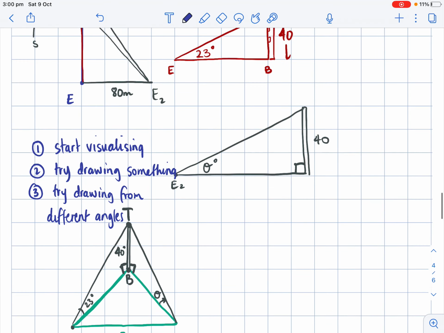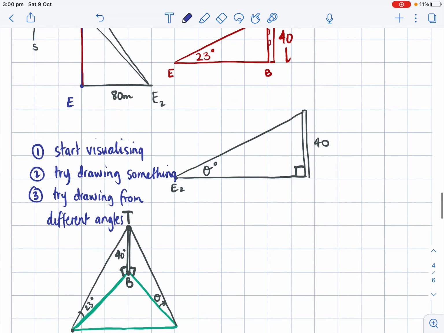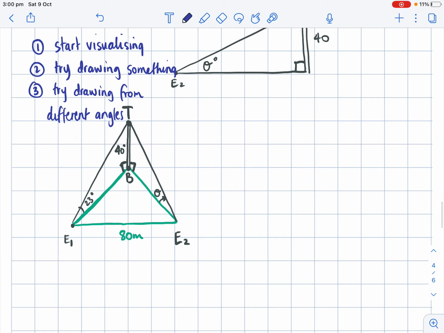Notice I didn't actually rub out any of these pictures. I wasn't happy with it, but I kept it there because that was part of my thinking. It was showing my journey as I went along. I wasn't supposed to get it right the first time.